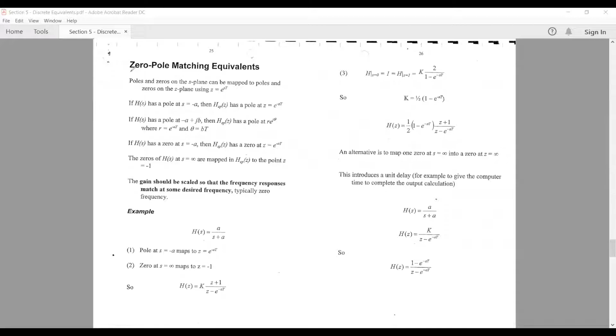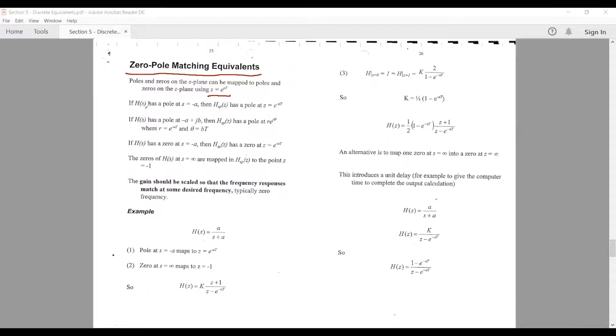Let's look at zero pole matching equivalence. In this method, you're trying to match the poles and zeros from the S plane into the Z plane. Poles and zeros on the S plane can be mapped to poles and zeros on the Z plane using z = e^(sT).